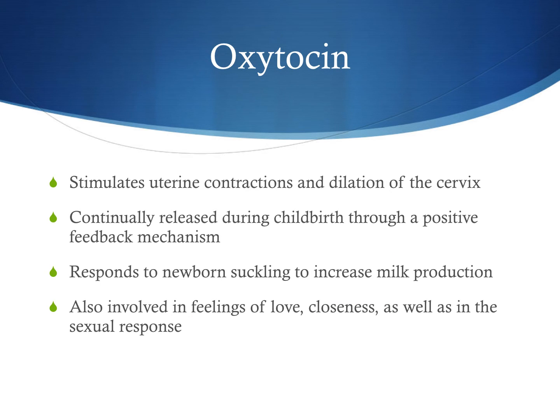So we start by talking about oxytocin, and this often is known as the hormone that's going to stimulate the uterine contraction and dilation of the cervix. So it's going to be continually released during childbirth through a positive feedback mechanism. After the child is born, it responds to the newborn suckling to create an increased milk production.